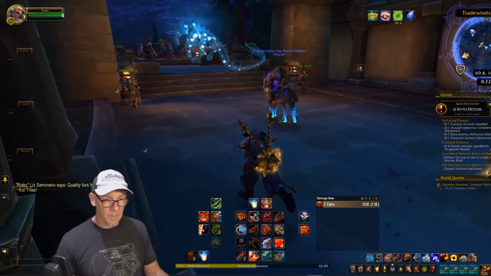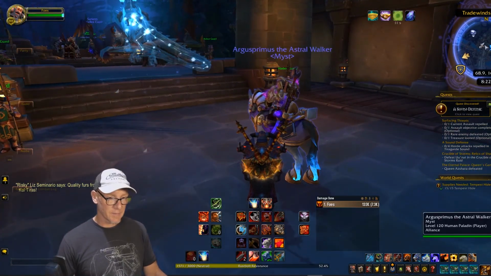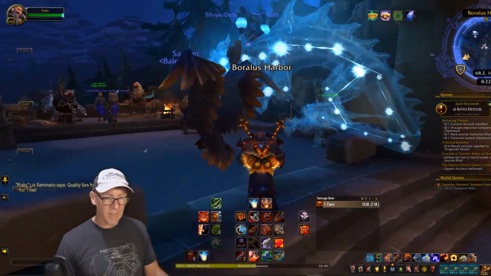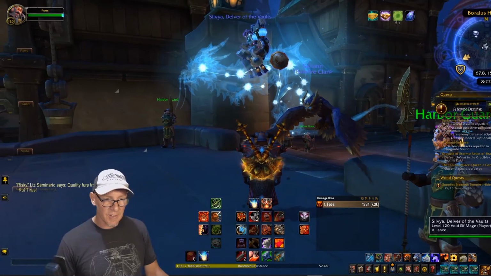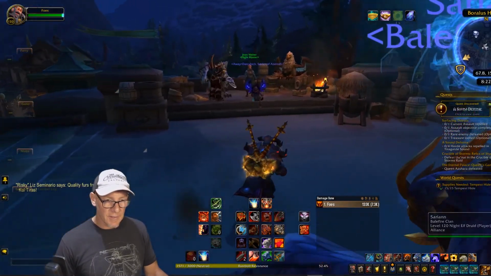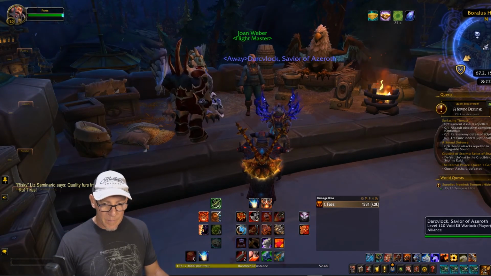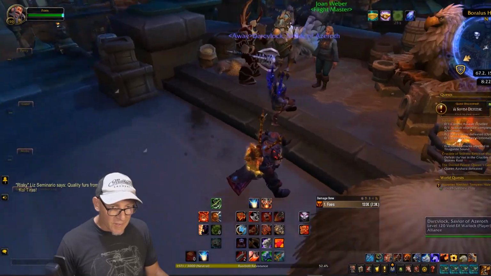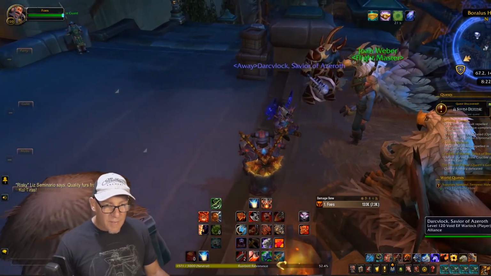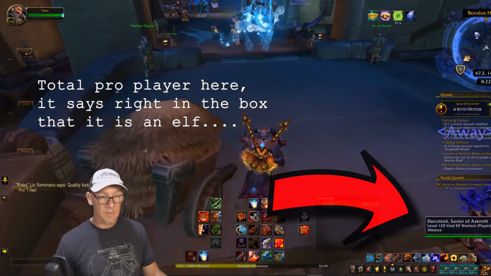Space Goat. Okay, this person is a human. And the person on the fancy celestial mount is another elf. Uh-oh. What do we got here? This is a gnome. Two gnomes. Who would have thought?